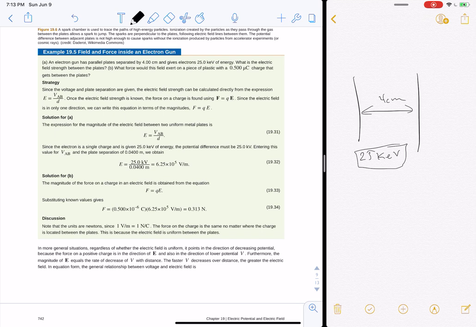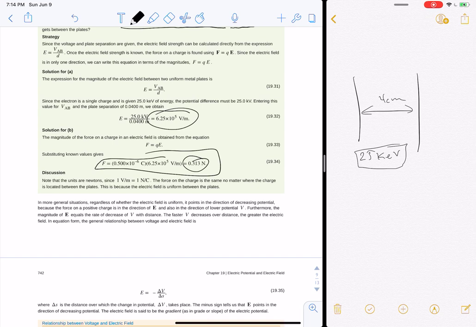And then part B says, what force would this exert on a piece of plastic with a 0.5 microcoulomb charge if it got in between the plates? So let's say you put a 0.5 microcoulomb charged piece of plastic in between the two. You know, plastic's everywhere these days, right? So it gets into your particle accelerator. What would the force be? Well, that's easy. That's just Q times E. We calculate the electric field strength between the two plates, it's nice and uniform, V over D, and solve for that, and it would be 0.3 newtons. Okay, not too bad. Note the units are newtons since 1 volt per meter is 1 newton per coulomb.